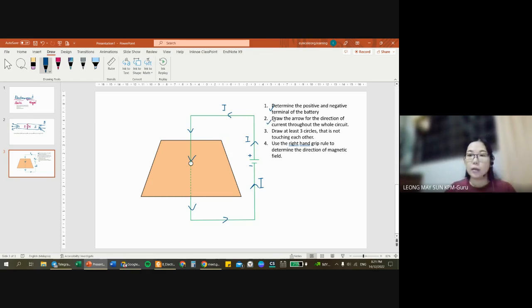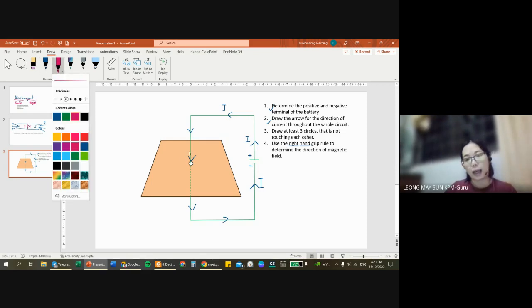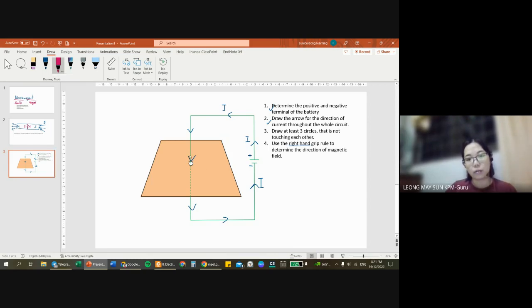Okay, so draw at least three circles that are not touching each other. So we're going to draw three circles right now on this piece of paper. Try to draw as best a circle as you can. Since I'm using freehand, this is the best that I can do. Try not to touch. The lines should not touch each other. So now how are we going to determine?